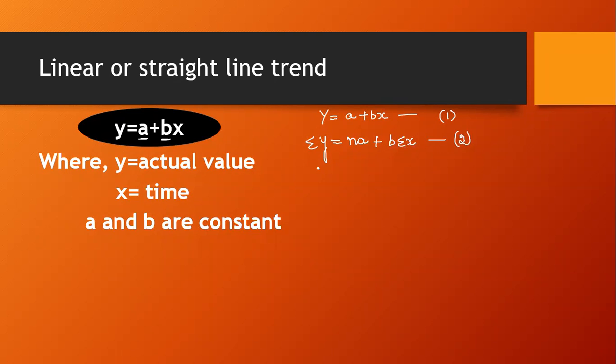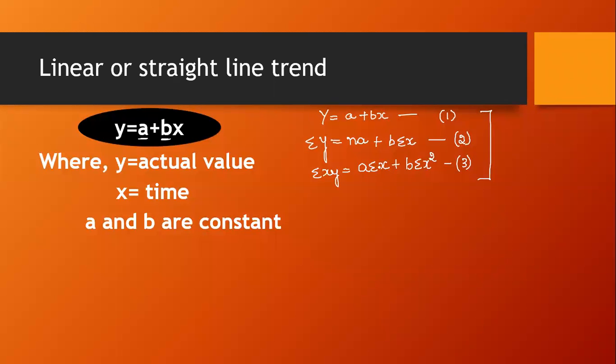Okay, the third equation is summation xy. Now you have y, now we will consider x also. Summation xy is equal to a summation x plus b summation x square. This is the third equation. So these three are the equations. Now we will substitute in these two equations.